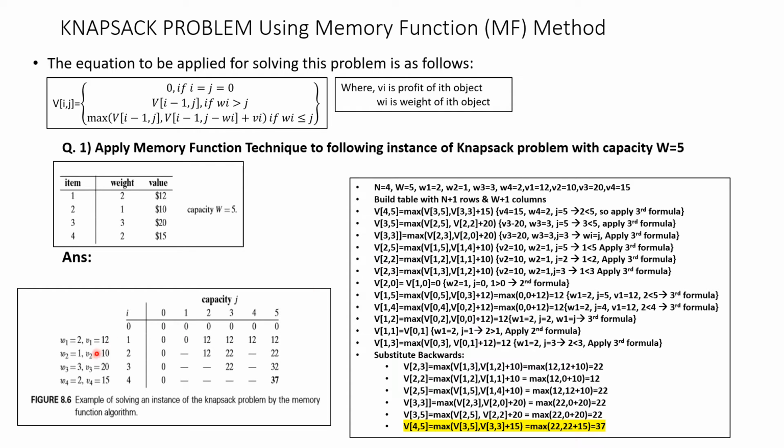2 comma 2 again means second row second column, right? Second row second column. So what is the weight? 1. What is the j? 2. So 1 is less than 2. So 1 is less than 2 means w is less than j. So again apply third formula. v2 comma 2 is max of v of I minus 1, I minus 1 is 2 minus 1, 1 comma j, 2 comma v of I minus 1, 1 comma j, 2 minus wi. Wi is 1. 2 minus 1 is 1 plus the corresponding profit is 10. So you will get this equation.